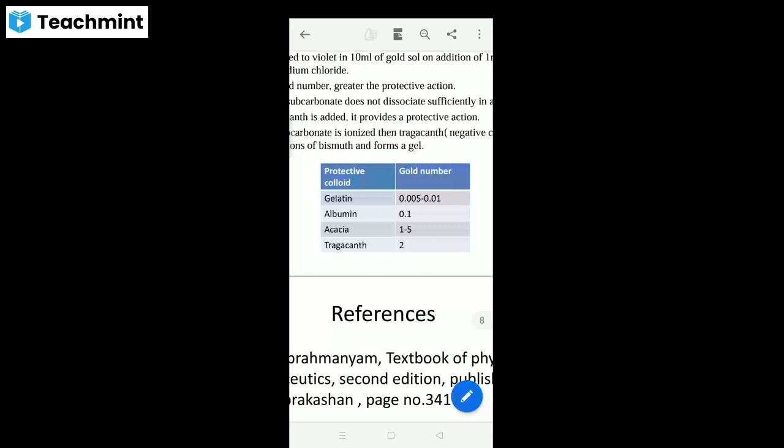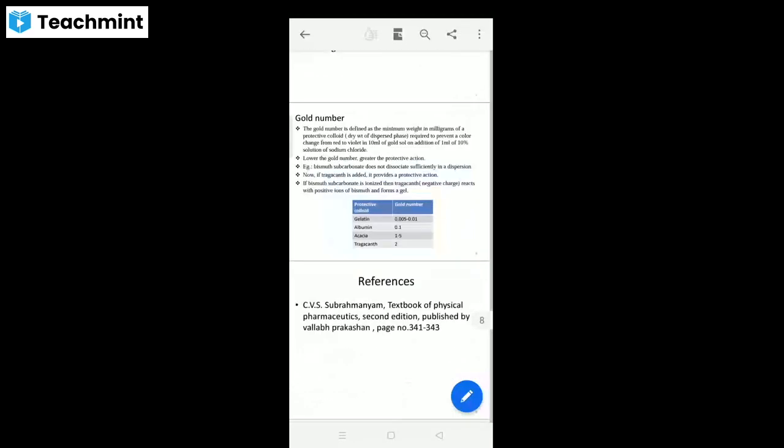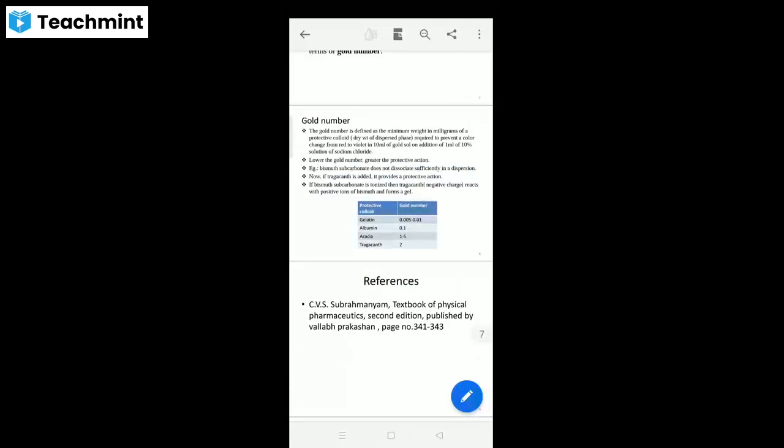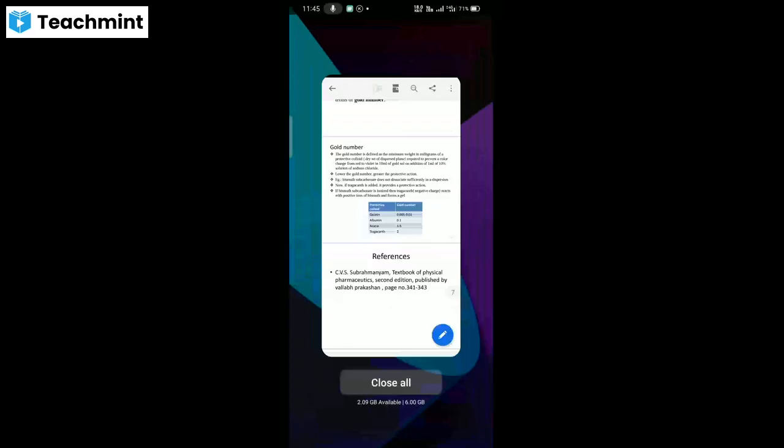Okay, is it clear? So everybody should be clear with the gold number. Any doubt about this? Okay, ठीक है. So here we are ending the colloidal dispersion. In total, you should be ready with all the objectives and all the discussion. You can see the videos and all these things. So herewith we are stopping our lecture.